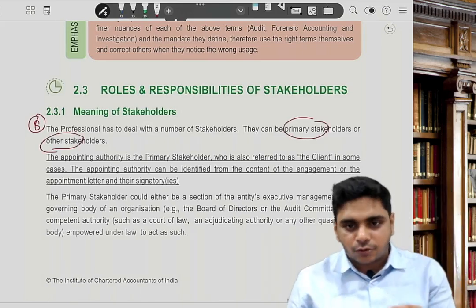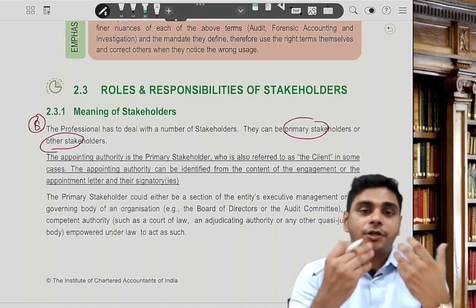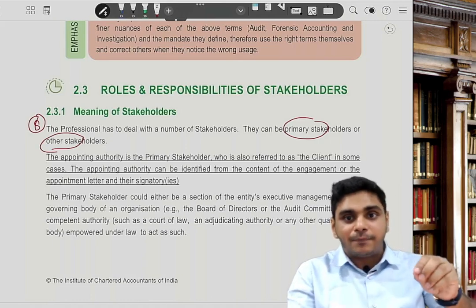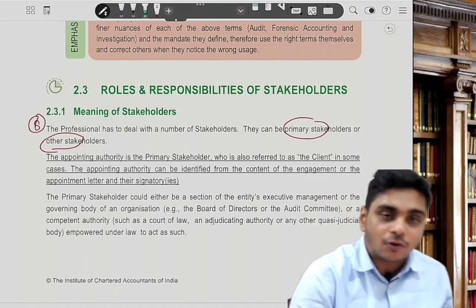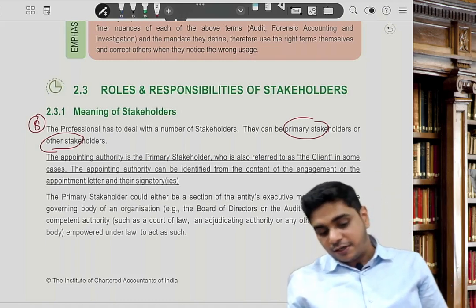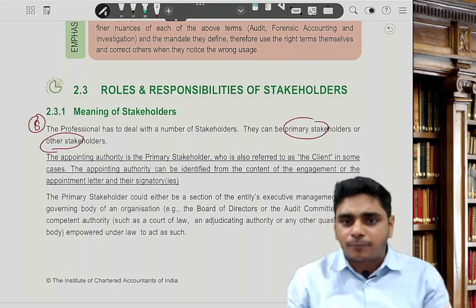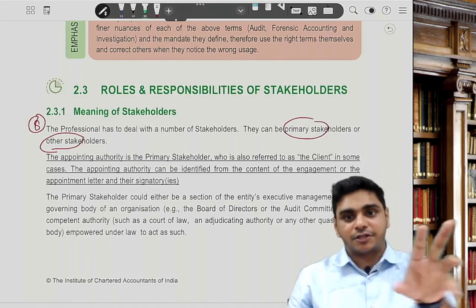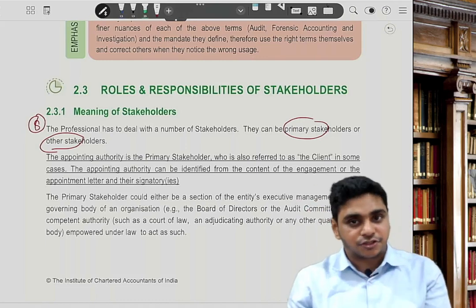The primary stakeholder here would be the person or the authority or a department who has appointed you. Now you will give the report to them and they will be presenting before some other people. So people who are getting affected by that would be called the other stakeholders. For example, if government has appointed you, like in the PNB Nirav Modi fraud, government was your primary stakeholder and that report would be presented to the general public. The general public becomes the other stakeholders.